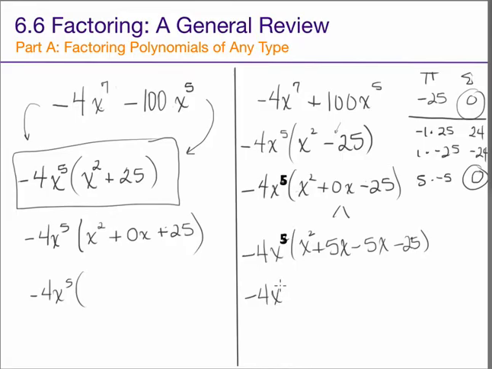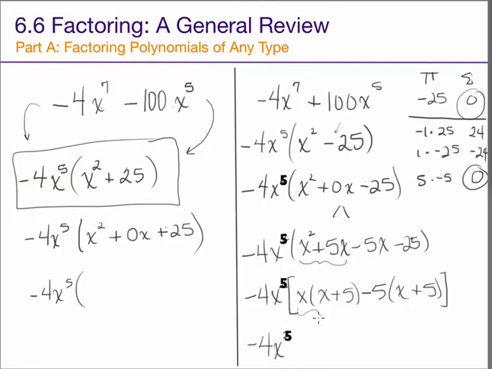Rewriting my first greatest common factor, I'm now going to look for what's common to these two terms, which is x. And what's left over is x plus 5. Bring this sign down. What's common to these two terms is 5. And what's left over is x plus 5, because a negative times a positive is a negative. What's common to these two terms is x plus 5. And what's left over is x minus 5.